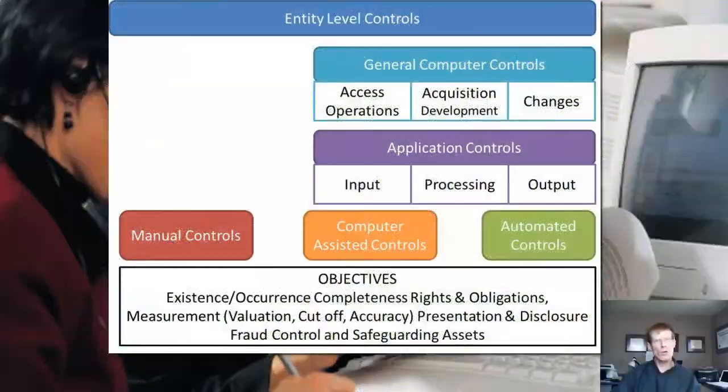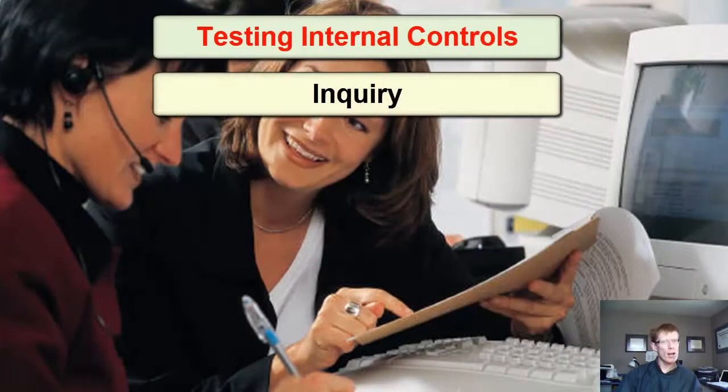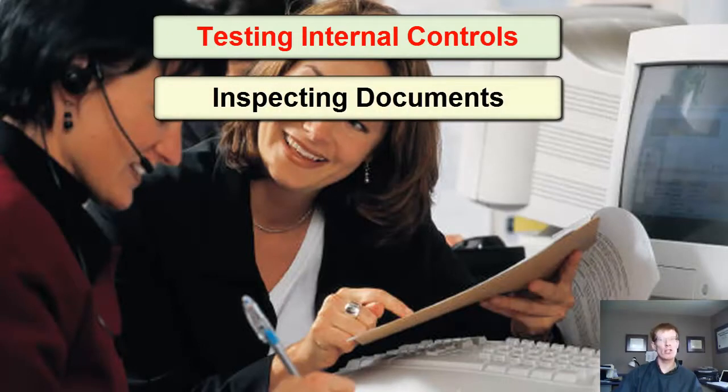In this lesson, we will continue our discussion of how an auditor justifies their reliance on internal controls by testing them. The methods we can use as auditors to test controls vary. Inquiry of client personnel is one possible method we can use to test a control, but is generally not a very strong source of audit evidence.